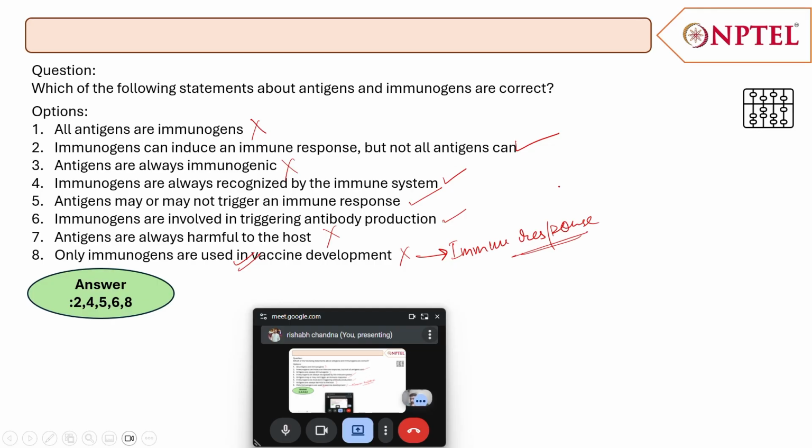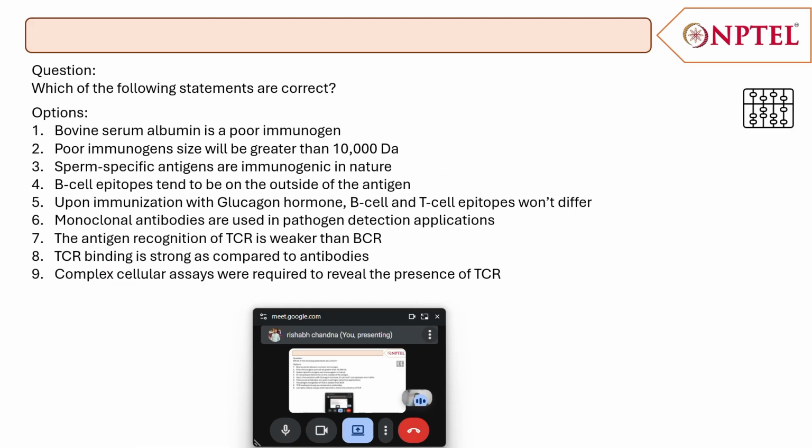Okay, so let's move on to the next question. Which of the following statements are correct? So BSA is a poor immunogen. No, it's a good immunogen. It has a 69 kilodalton size and it will be immunogenic in humans. Then poor immunogen size will be greater than 10,000 daltons. No, this is also false. Serum specific antigens are immunogenic in nature.